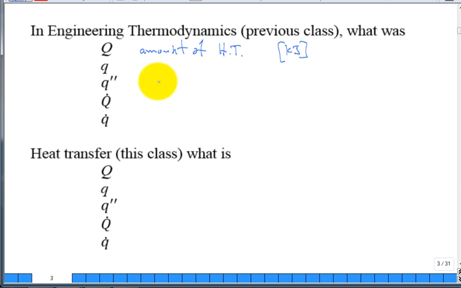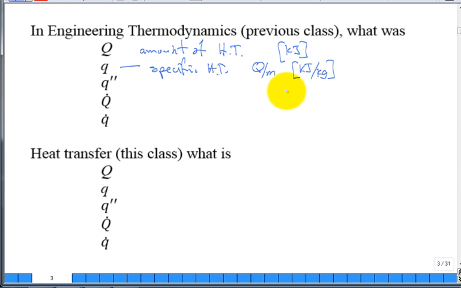What was lowercase q? Lowercase q was specific heat transfer. Just like specific volume, that was volume per unit mass. Specific internal energy per unit mass. Specific enthalpy, lowercase h, enthalpy per unit mass. Specific heat transfer, that's how much heat transfer per unit mass for a closed system. We often did that. Units, kilojoule per kilogram.